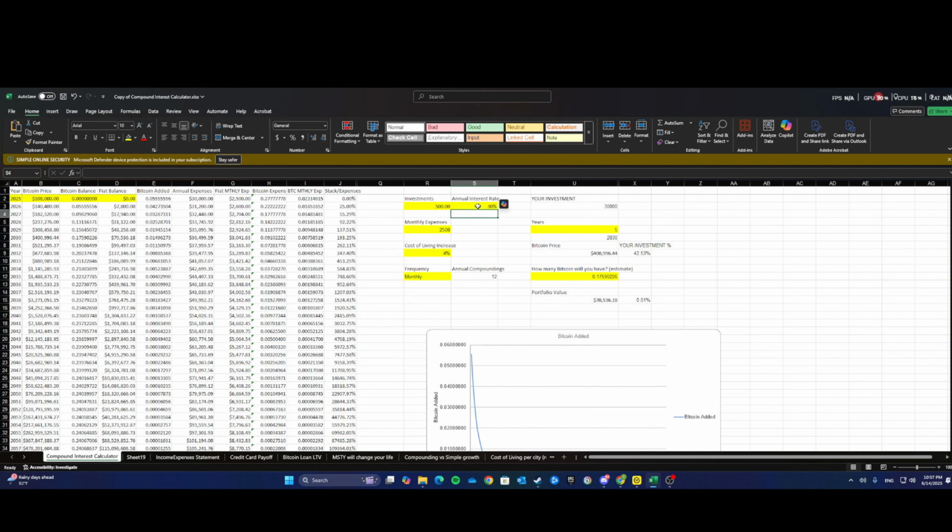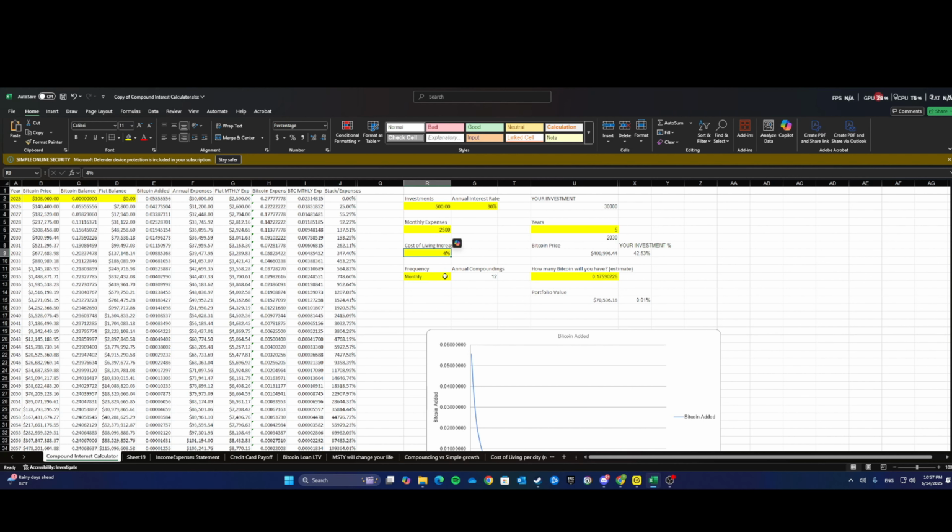You have your annual interest rate, which is what Bitcoin appreciates at per year. This is not truly what it is. The number, I believe, over the past year or two has been above 50 or 60%. So yeah, you have that. You have the monthly expenses, which are your bills and everything like that. You have your cost of living increase, so pretty much what the inflation increase is per year, probably even more than 4%.